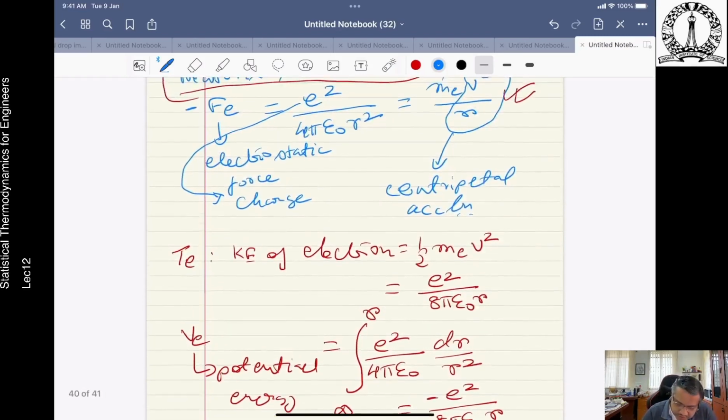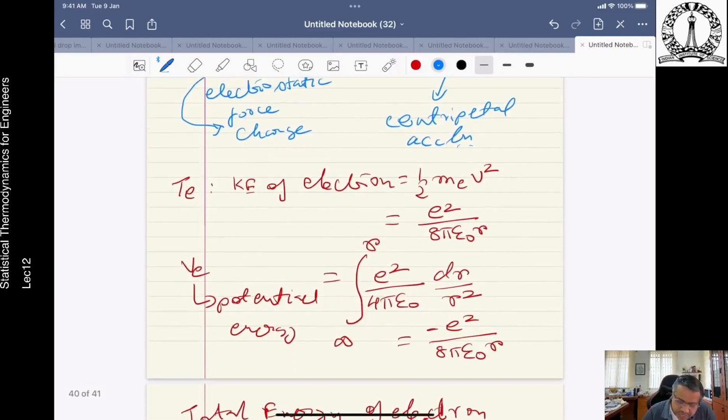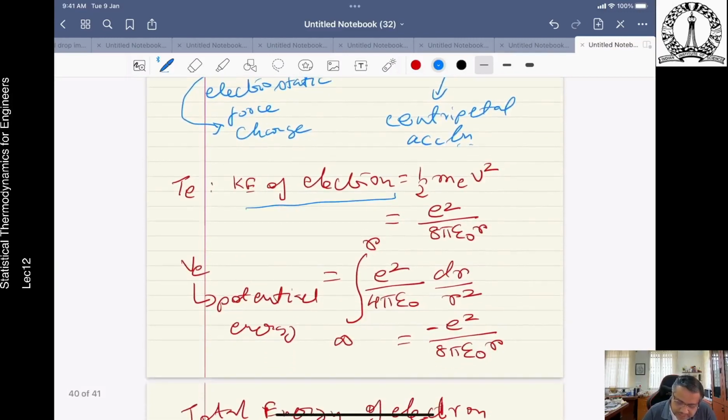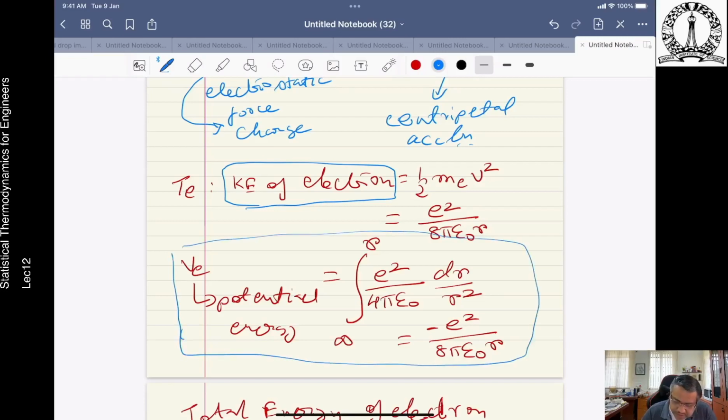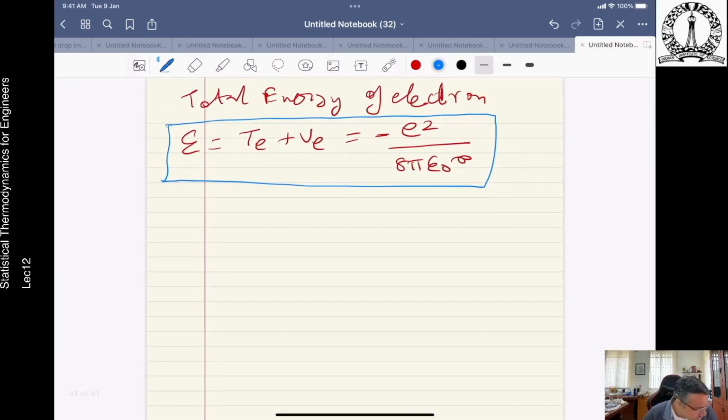So what did we do? We first balanced the electrostatic force with the centripetal force, and then we calculated the kinetic energy of the electron, and we calculated the potential energy of the electron. This is the energy that is spent to bring the electron from infinity to a radius r. This is the standard definition. So this should be the energy of the electron.